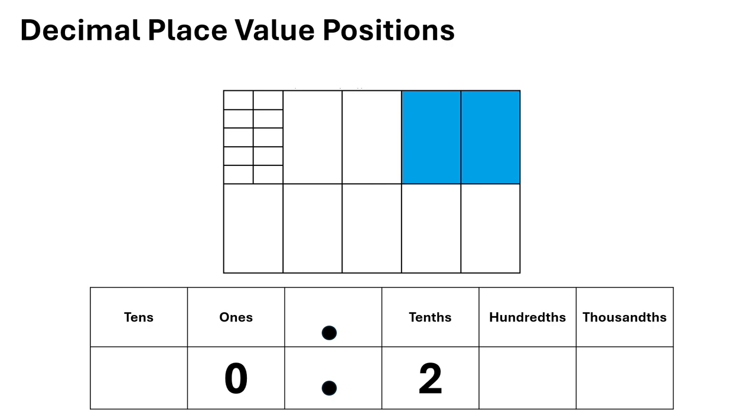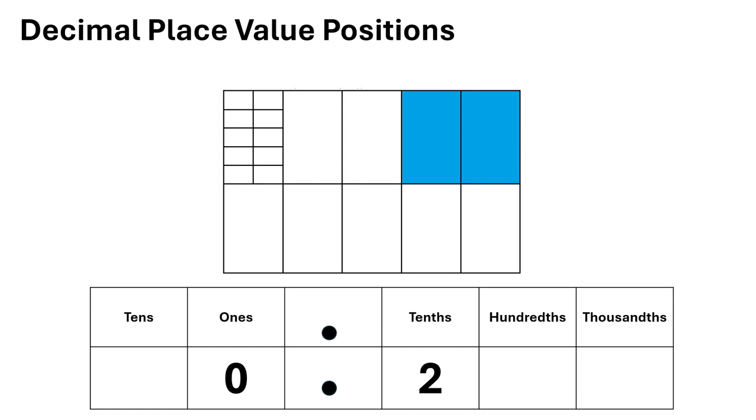In this video, we are going to look at place value positions. In particular, we're going to look at decimal place value. Here we can see in blue, we have two rectangles. Our decimat represents one whole, and our blue rectangles represent 2/10.